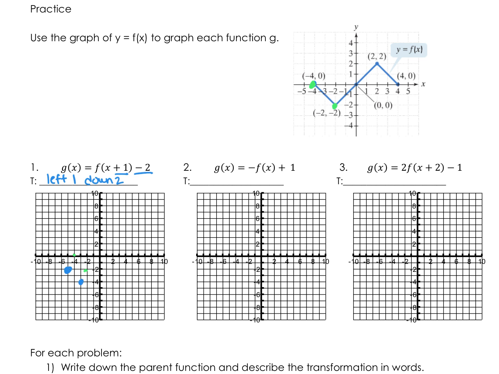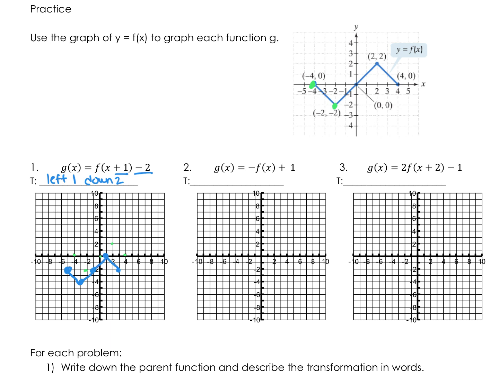And then we'll take the point 0, 0, move it left 1 down 2. Take the point 2, 2, move it left 1 down 2. And then take the point 4, 0, and move it left 1 down 2. So this is the resulting graph.